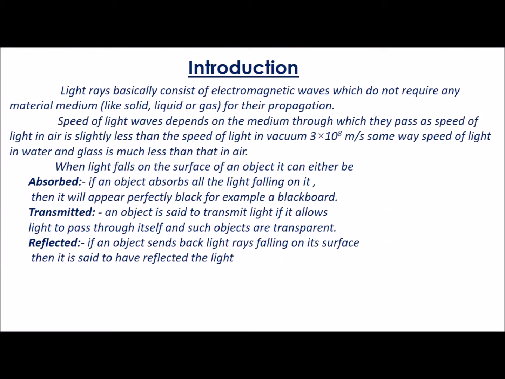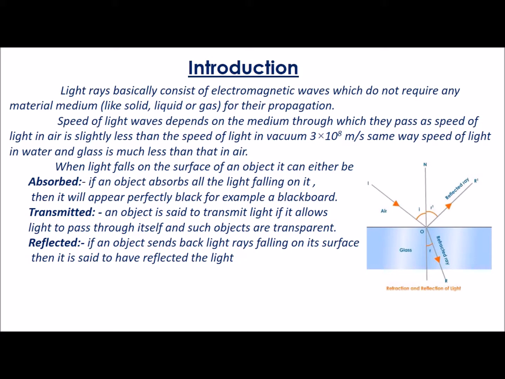Introduction. Light rays basically consist of electromagnetic waves, which do not require any material medium, like solid, liquid or gas, for their propagation. The speed of light waves depends on the medium through which they pass, as the speed of light in air is slightly less than the speed of light in vacuum, 3 times 10 raised to power 8 meters per second. In the same way, the speed of light in water and glass is much less than that in air.